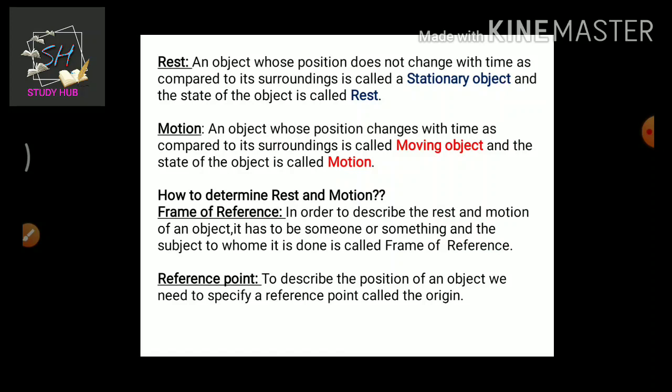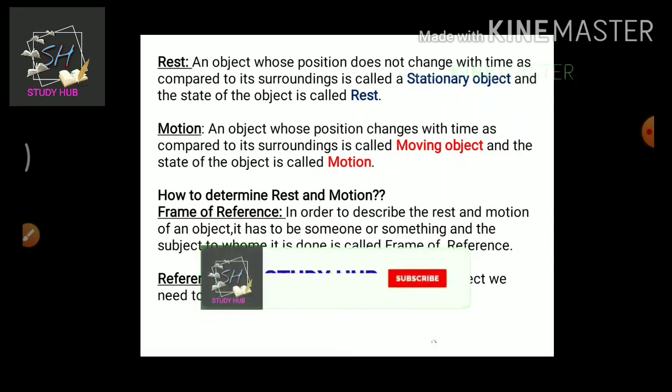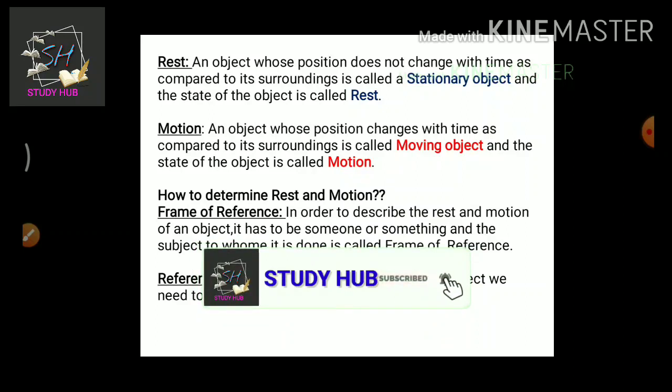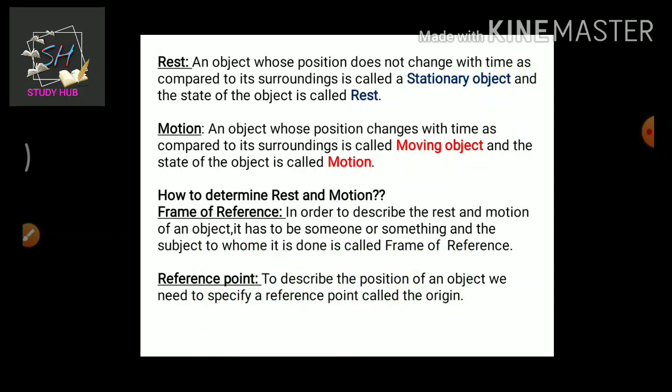When an object whose position does not change with time as compared to its surroundings is called a stationary object, and the state of the object is called rest. That means if an object does not change its position with time, then this object is known as a stationary object, and the state of the object is called rest.